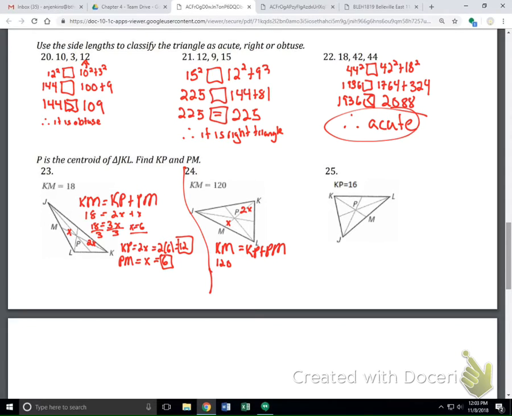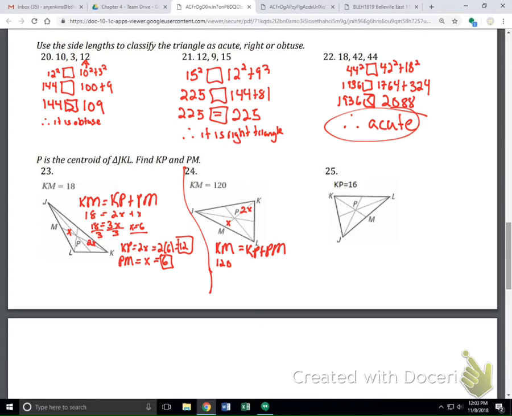Yes, Jahim? Where does the 2 come from? Oh, it comes from the fact that the KP here equals 2x. So this distance is that 2x. And that's a formula we had from yesterday. When we set this up, the median is divided from the vertex to the centroid in a segment that's 2x length. And from the centroid to the part that is bisecting the side, it's just going to be x.